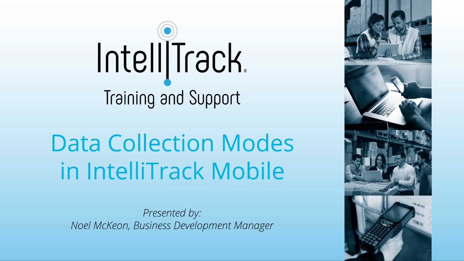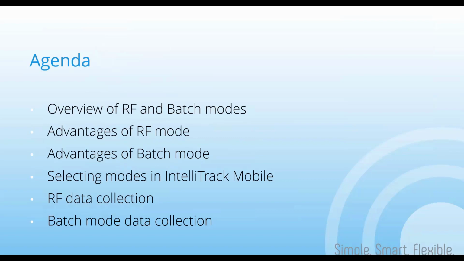This session will focus on data collection modes in IntelliTrack Mobile. This is a feature that determines how, when using a mobile computer or handheld, data is collected and sent back to your IntelliTrack account. This feature is available as long as you have the proper licensing and access to the IntelliTrack mobile application. By having the ability to select either RF or batch mode, IntelliTrack users are in complete control of the data collection method that best meets their requirements.